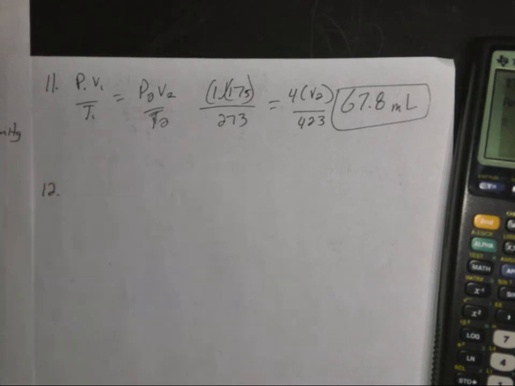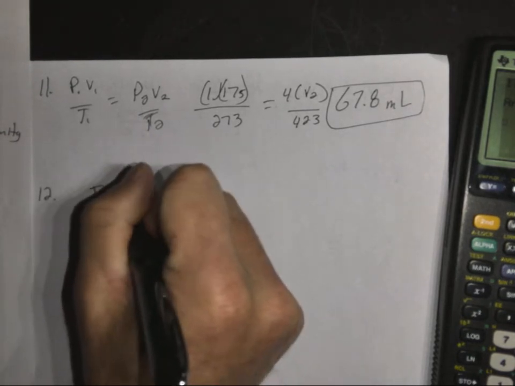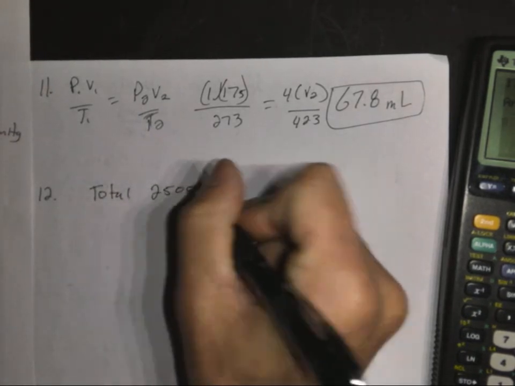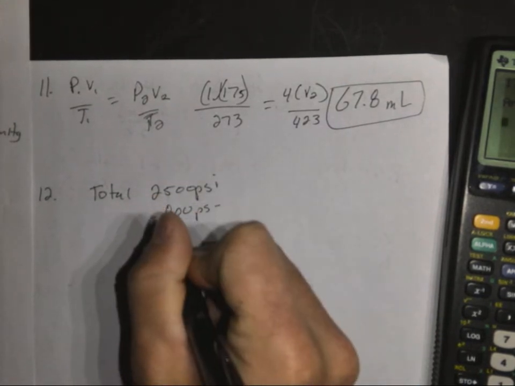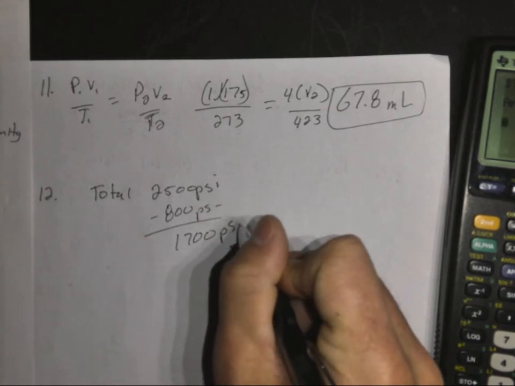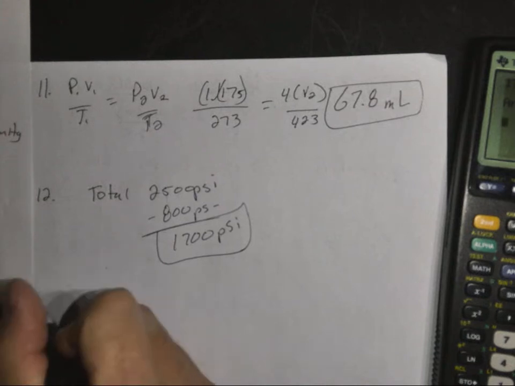Number 12. It says nitrox is a mixture of nitrogen and oxygen gases that allow sport divers to stay submerged longer. If the total pressure in the scuba tank is 250 psi and the pressure of the oxygen is 800 psi, what is the pressure of the nitrogen? We'll go back to Dalton's law of partial pressure. The total is 250 psi. The oxygen is 800 of that. So you just subtract. So the difference is 1700 psi. So the nitrogen is 1700 psi.